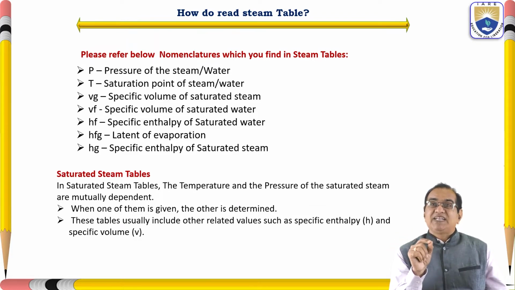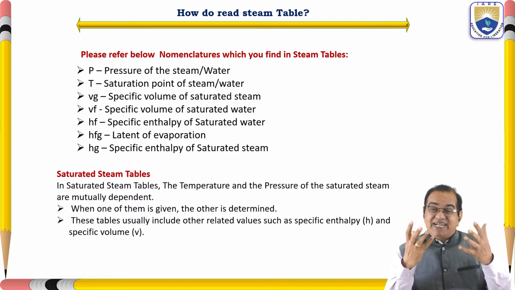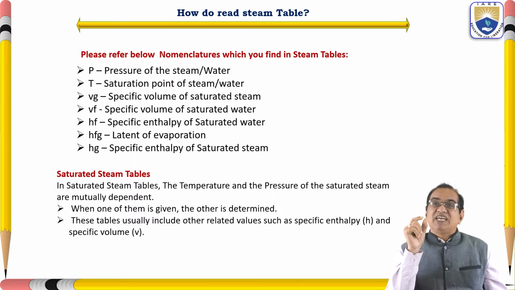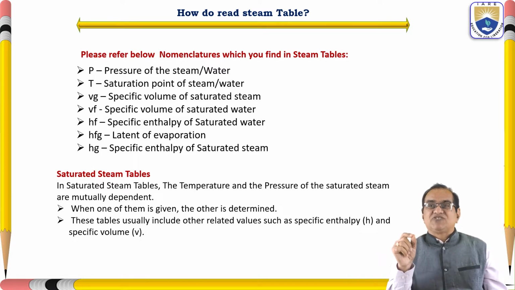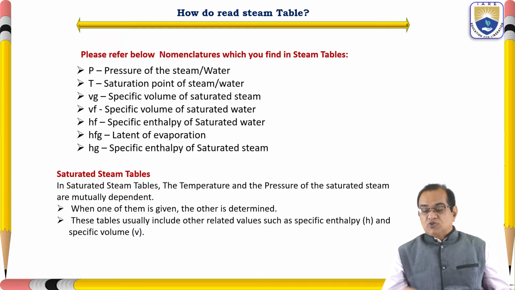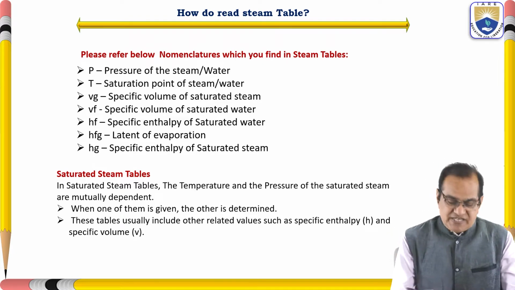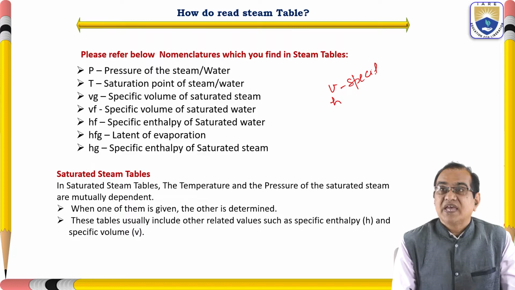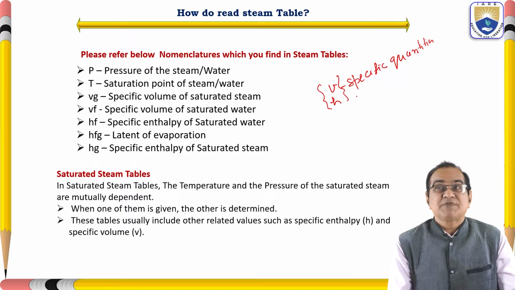Hfg is the latent heat of evaporation, and Hg is the specific enthalpy of saturated steam. So here we can see that the small letters like v and h are the specific quantities.